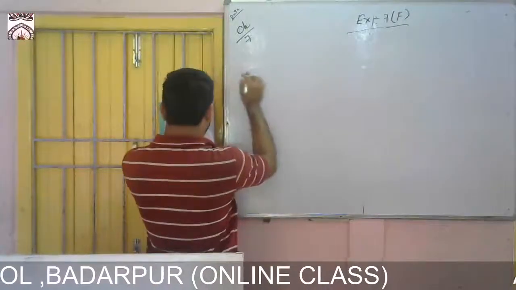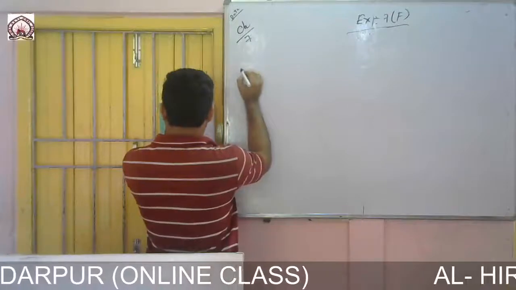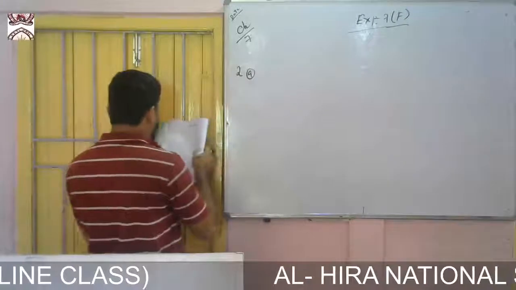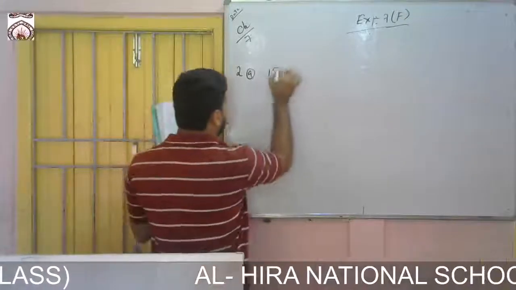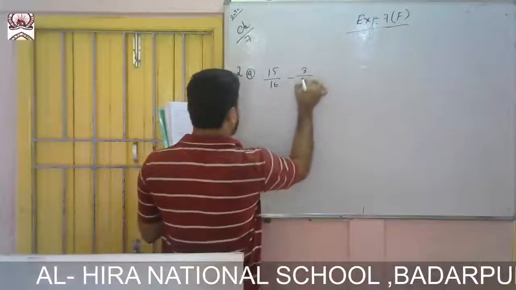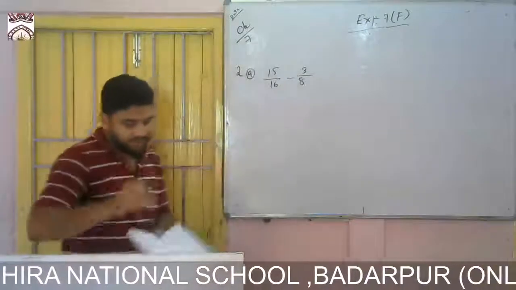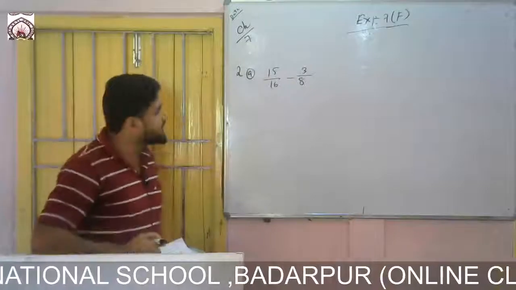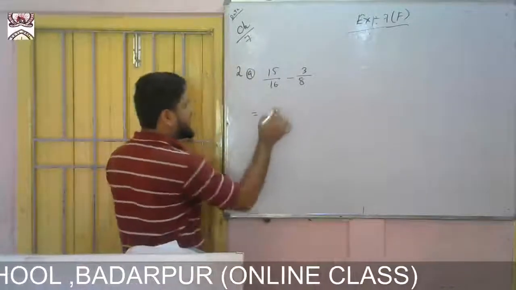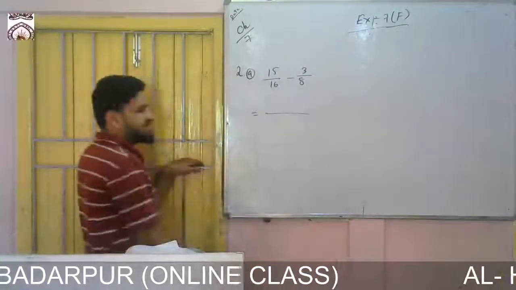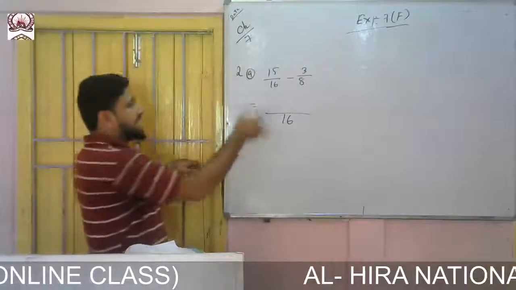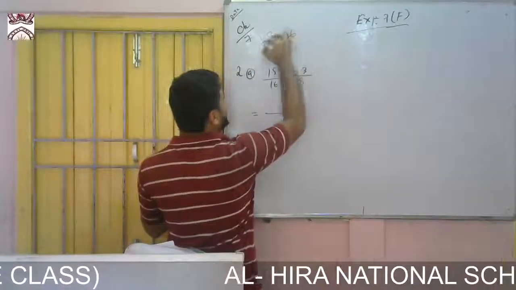So question number 2a. What is there? 15 by 16 minus 3 by 8. We need to subtract. Before subtracting we need to take the LCM. Since 8 can divide 16, 16 will be the LCM. Or you can take the LCM by a shortcut method I am showing.